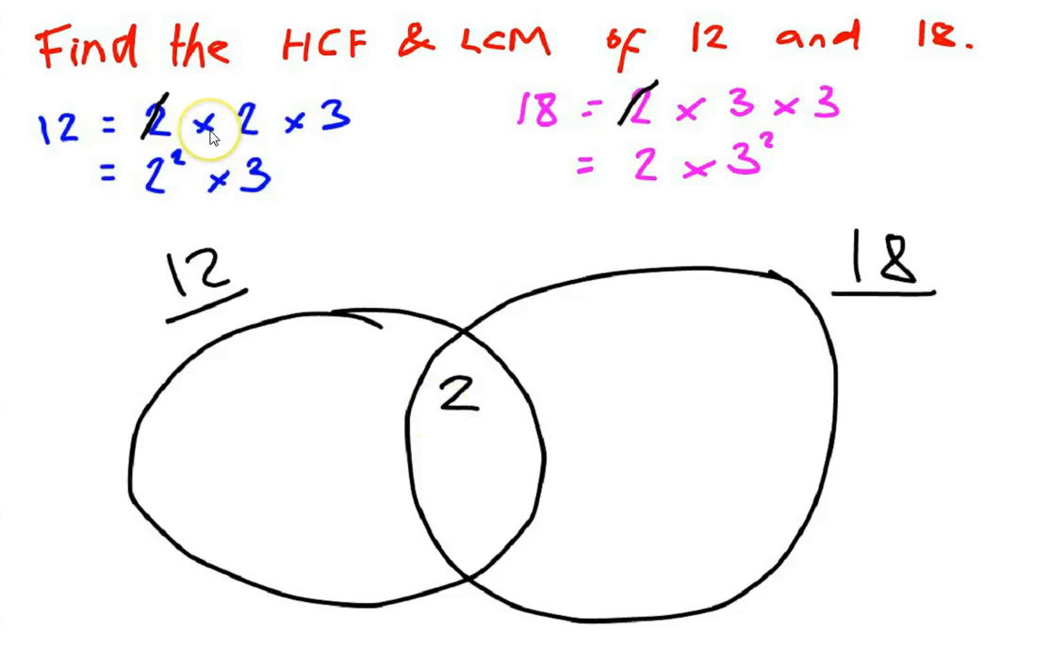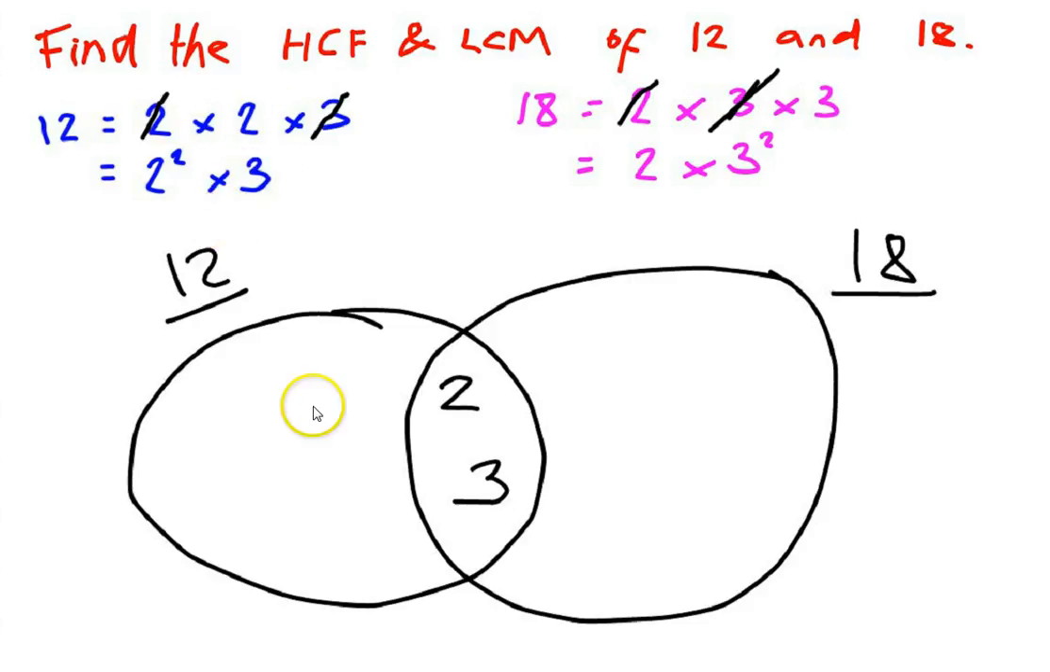Now we look and see, are there any other prime factors that are common to both of them? There's a 2 in the list of 12, but there's no other 2 that we haven't already used in the list of 18, so we move on. There is a 3 here and there's a 3 here, so we can cross these out, and once again the 3 will go in the middle there. Now there are no more that are common to both, so we put the remaining factors in the parts of the circles that do not overlap.